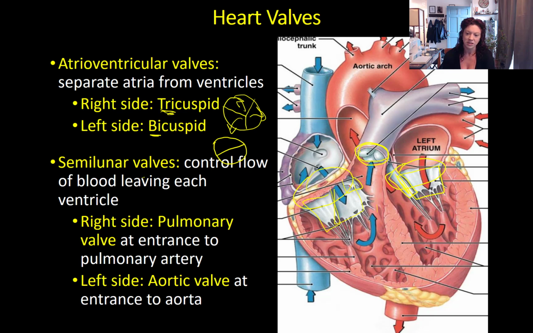Then, on the left side, you have the aortic valve. Now in this diagram, you can't really see it. Here's the aorta. Here's the path of blood going to the aorta. See this little dot? It's pointing to a valve right in here. Looks just like this one, but it's separating your left ventricle from your aorta. Okay? We call this the aortic valve. Regulates blood flow to the aorta.